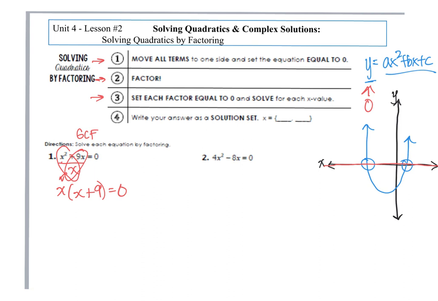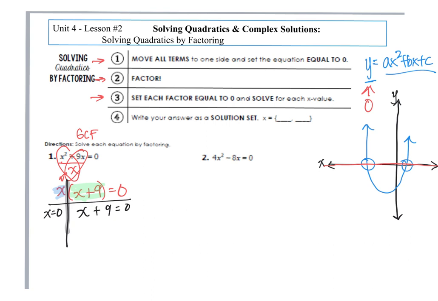Now, what we have here are 2 separate factors. X is a factor, and then x plus 9 is a factor. Those are the 2 components that get multiplied to make x squared plus 9x. So we've done step 2. Step 3, set each factor equal to 0 and solve for each x value. So we're going to call this a t-bar. It's going to look almost like a t. I'm going to make a t-bar to separate my 2 factors, and I will set each of these 2 parts equal to 0. We had an x, that gets set equal to 0, and I'm going to set x plus 9 equal to 0. And we're solving each of these for x.